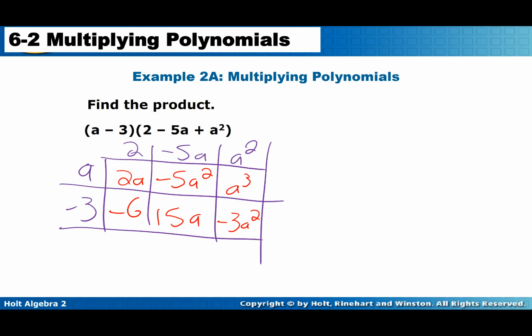So I'm going to look for the biggest exponent term first, and then I'll work my way down. So I'm looking at a to the third, and there's no other a to the third to combine it with, so that's part of my answer.